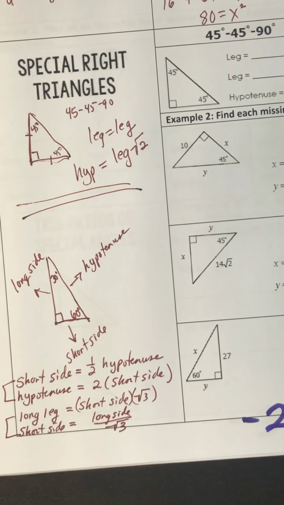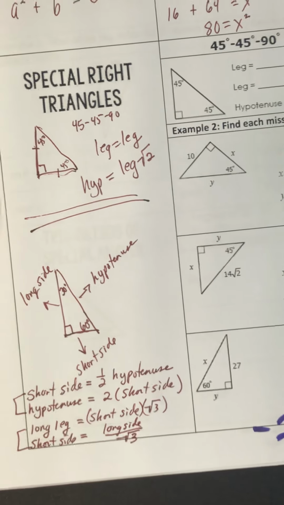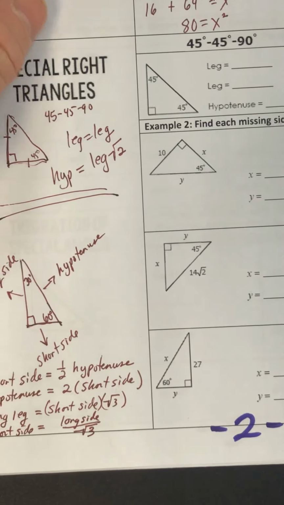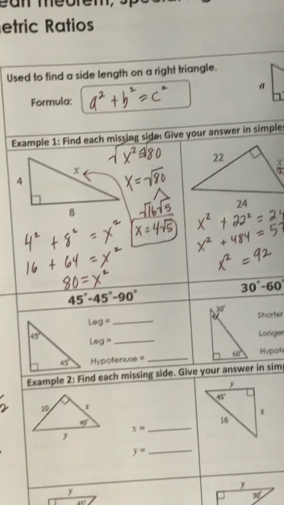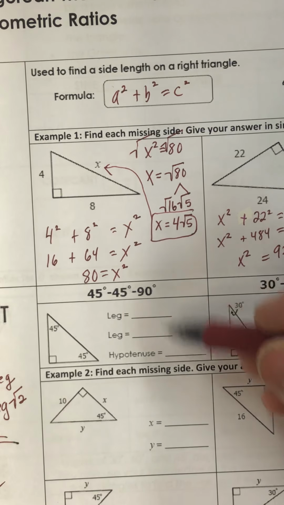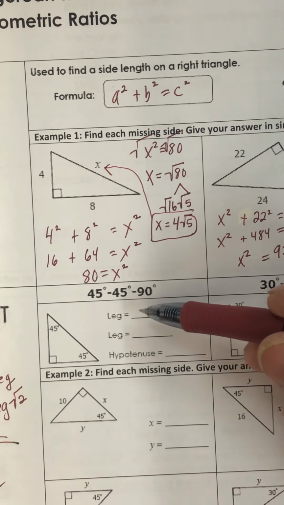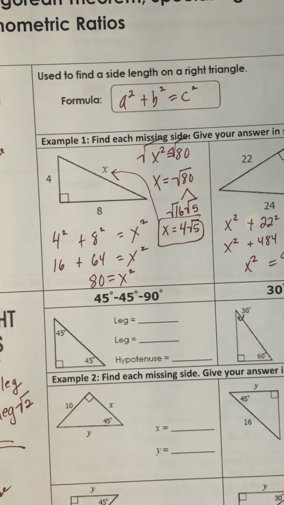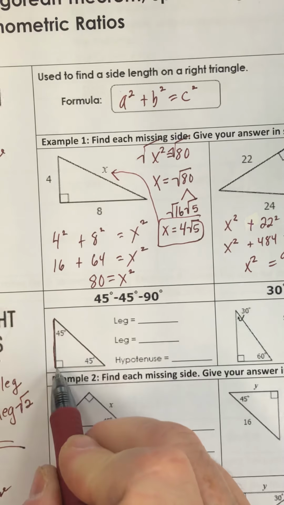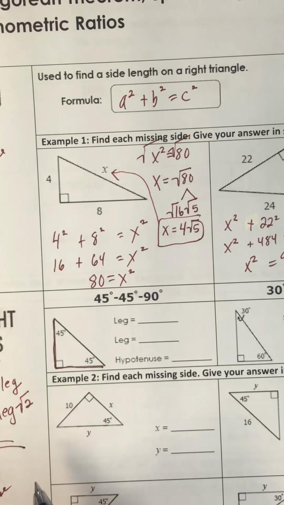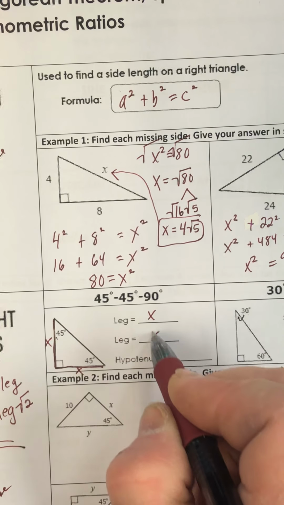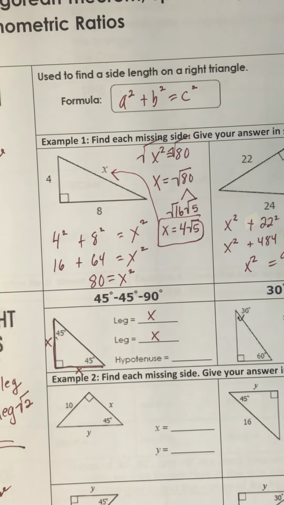Now we're going to use those back and forth throughout this assignment, this lesson. So let's go up here to the 45, 45, 90, and we're going to figure out what these are. If this side were some number and this side were some number, they would be the same. So if we just call them x, then they would both be the same, or whatever we want to call them. So we could say the legs equal each other.